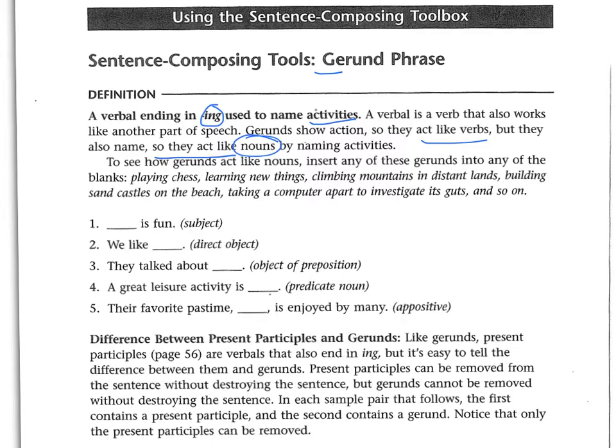To see how gerunds act like nouns, insert any of these gerunds into any of the blanks. Playing chess, learning new things, climbing mountains in distant lands, building sandcastles on the beach, taking a computer apart to investigate its guts, and so on. If you were to take these phrases and stick them in the blanks, they would be nouns. For example, in number 1, playing chess is fun.